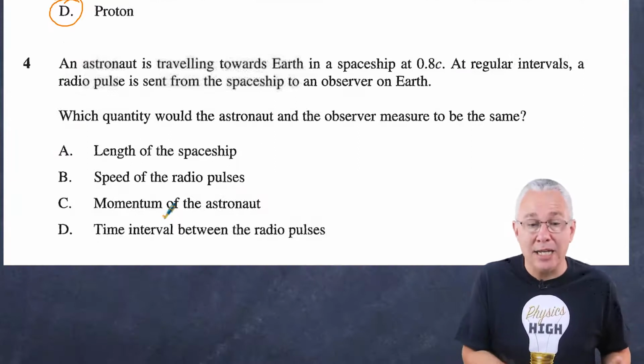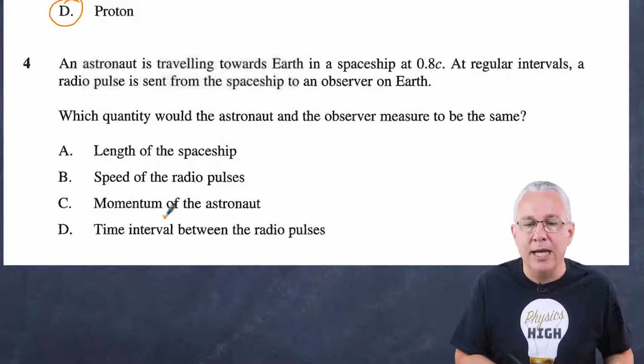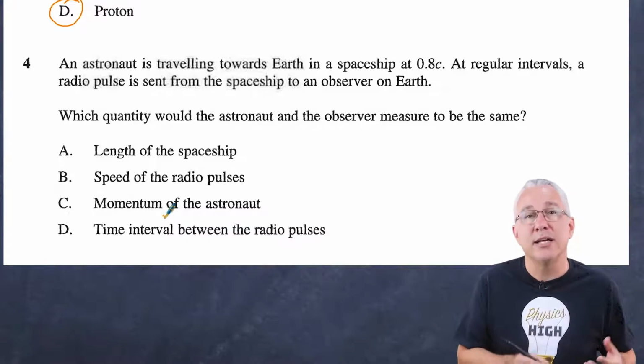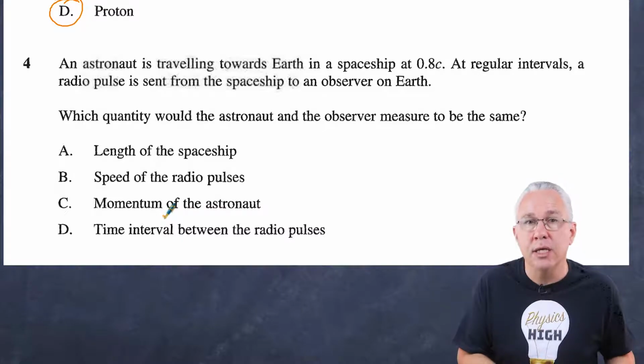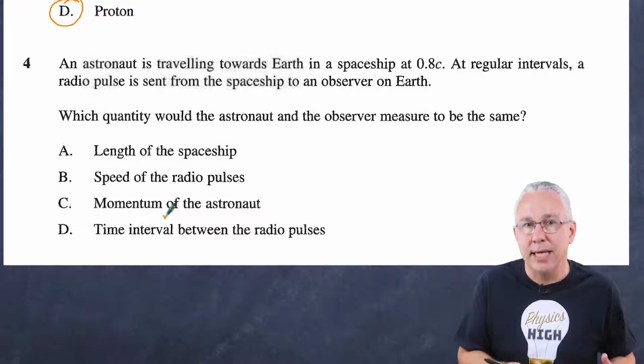Question number 4. An astronaut is traveling towards the Earth in a spaceship at 0.8c. At regular intervals, a radio pulse is sent from the spaceship to the observer. Now, what's going on here? It's a radio pulse, that is a form of electromagnetic radiation, such as light. It will always be traveling at c. In other words, you will always observe those types of things at the same speed.